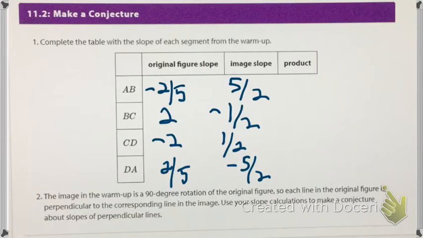All right, so when we do that, basically that was just doing the rotation like we did earlier and just checking the slope of each of those line segments.